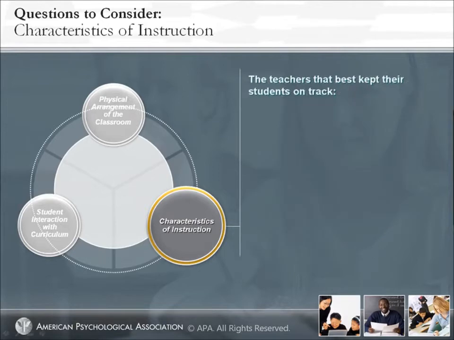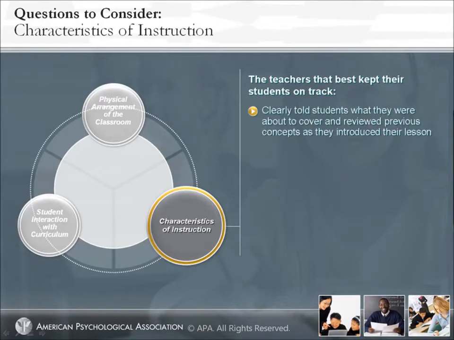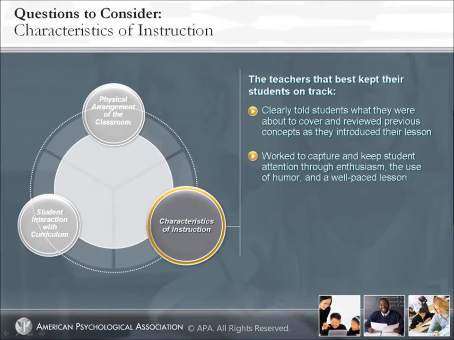This knowledge comes from hundreds of observed classroom teachers who promoted the highest levels of achievement and the lowest levels of disruption in their classroom. The teachers that best kept their students on track exhibited behaviors such as clearly telling students what they were about to cover and reviewing previous concepts as they introduced their lesson. Those teachers also worked to capture and keep student attention through enthusiasm, the use of humor, and a well-paced lesson.